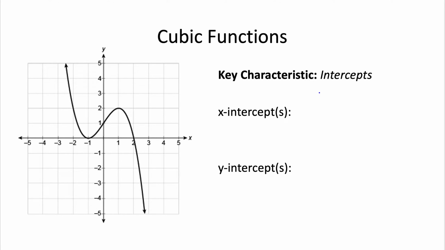So let's describe the intercepts of the cubic function pictured here. You can see that it crosses the x-axis at (negative 1, 0), and then it crosses the y-axis at the point (0, 1).